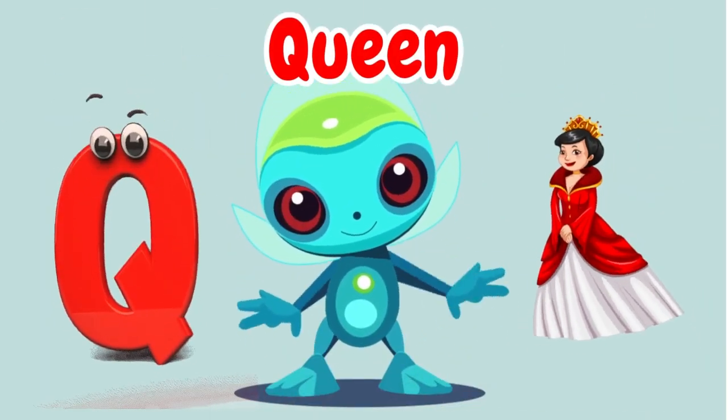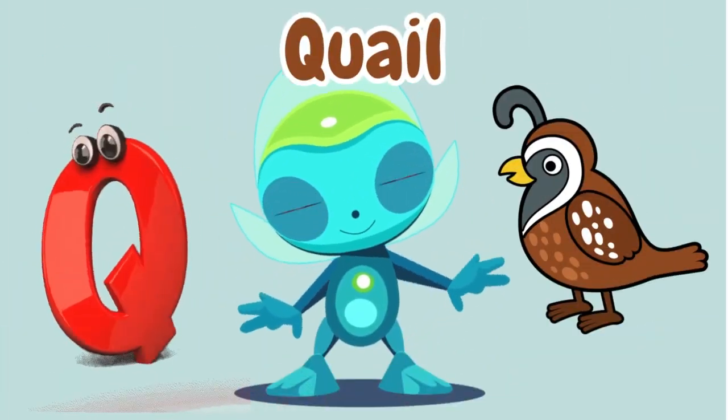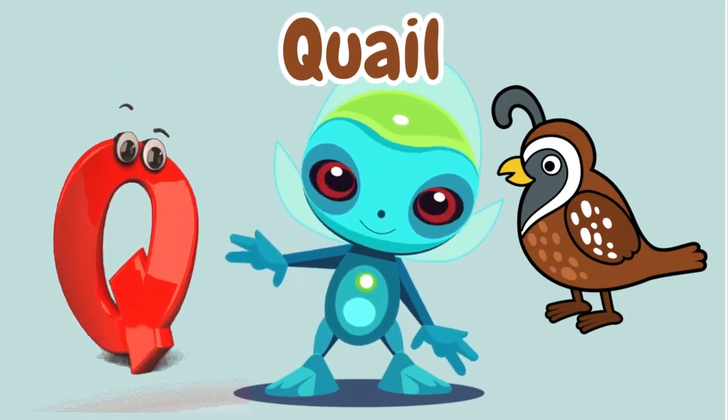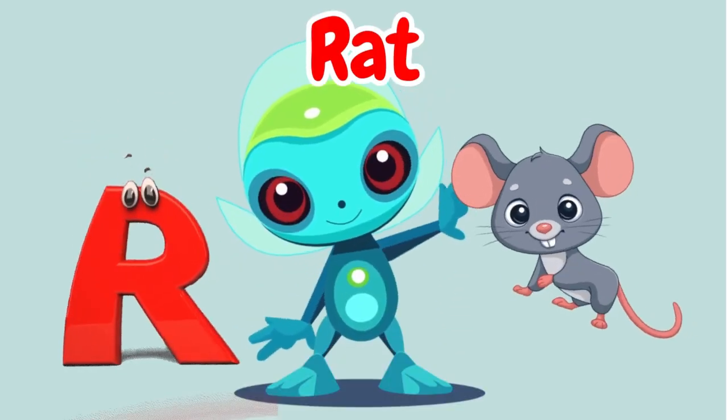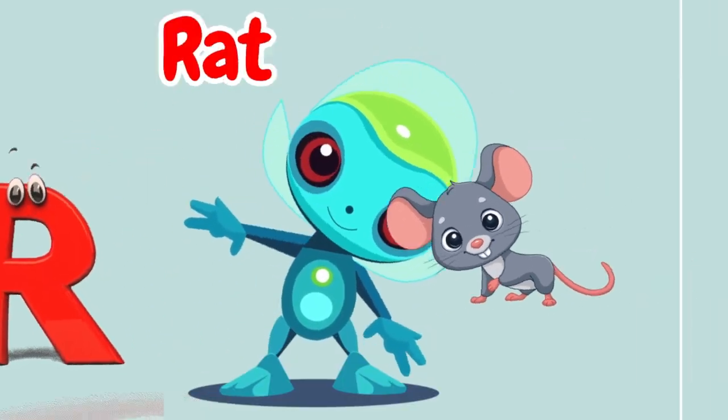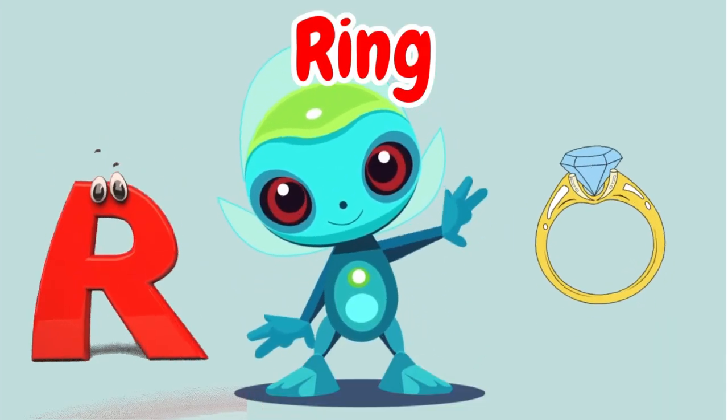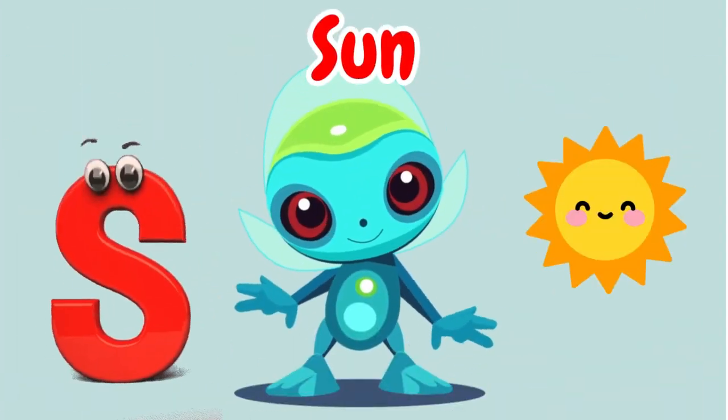Q is for queen, queen. Q is for quail, quail. R is for rat, rat. R is for ring, ring. S is for sun, sun.